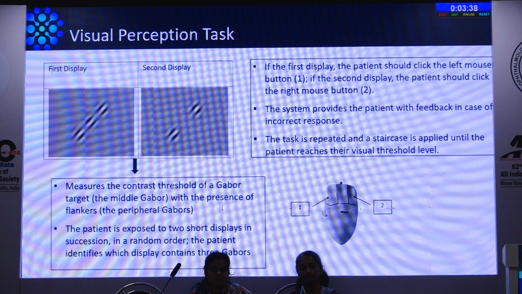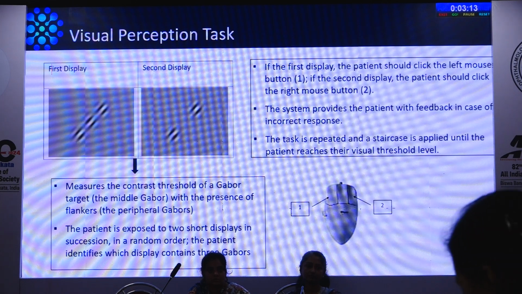You show the patient 2 displays, the first display and the second display, and the patient has to identify which one has the 3 GABAs. He is given a mouse in his hand. If it is in the first display he has to press the left button. If it is in the second display he has to press the right button, and the system will provide the patient with feedback in case it is an incorrect response.